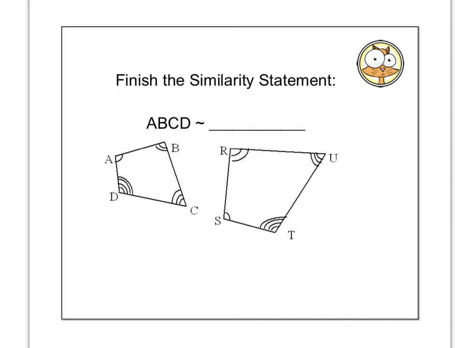So order matters here. Since we started with A here, you have to figure out what matches with A in the other triangle. Well, it's S, because S and A each have one curve. So it's going to go S, and then B has two curves, so it's R, and then C has three curves, so it's U, and then T is last. So SRUT is the answer.